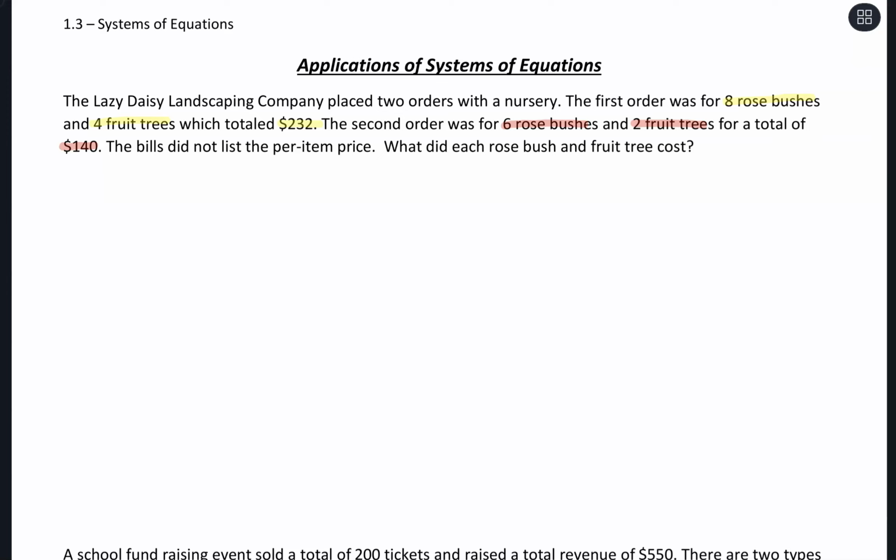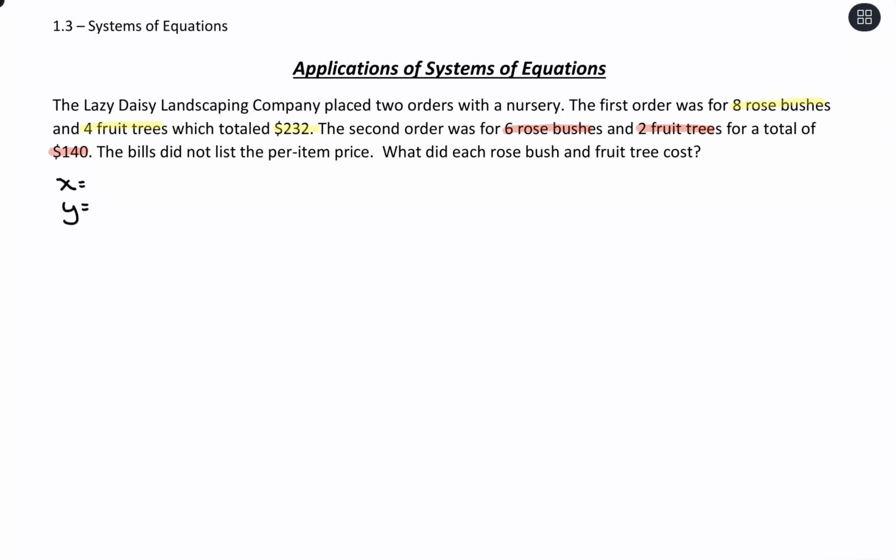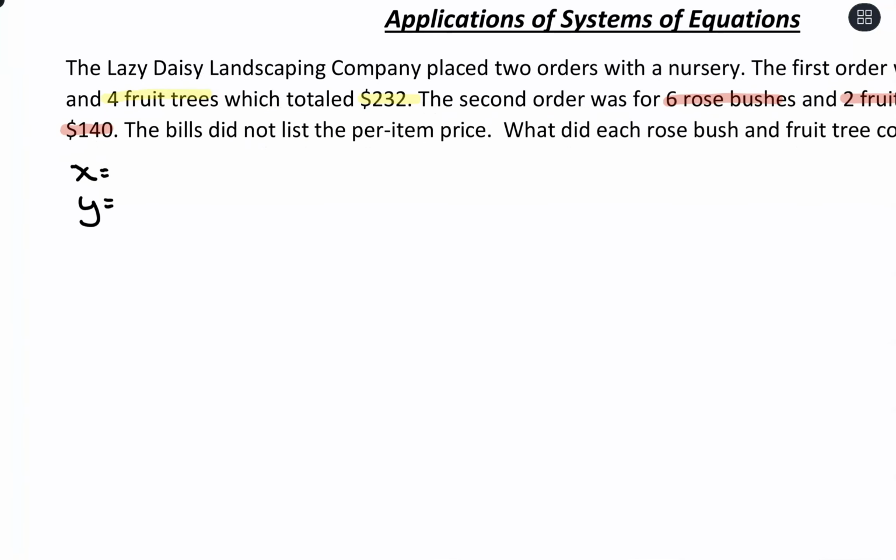And what I'll recommend is usually that final question that they ask, or often the question that they want us to answer, is going to tell you what they want our variables to be. So we're going to have two variables. Let's call them x and y. And we want to know price per rose bush. And we want to know price per fruit tree.